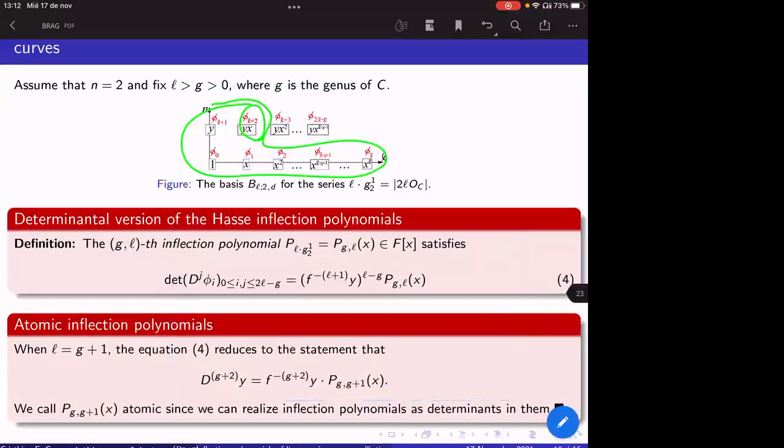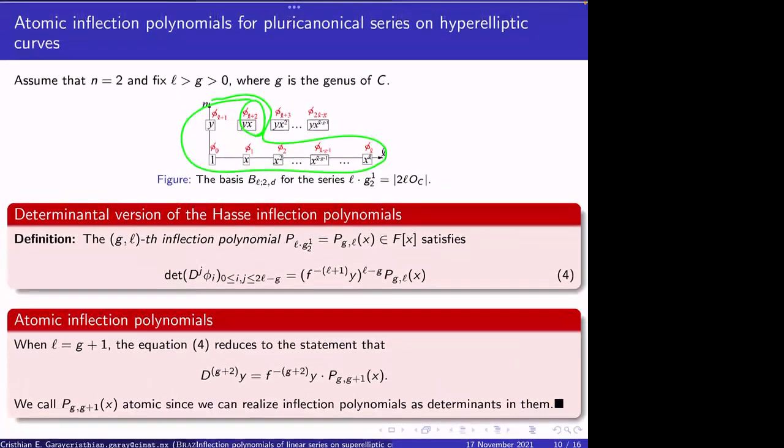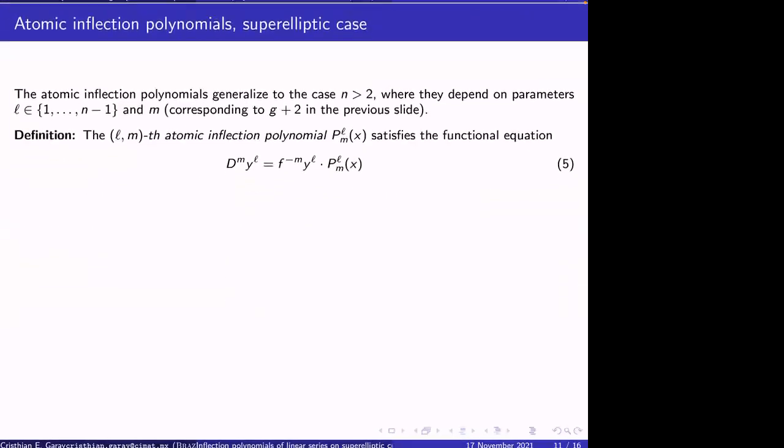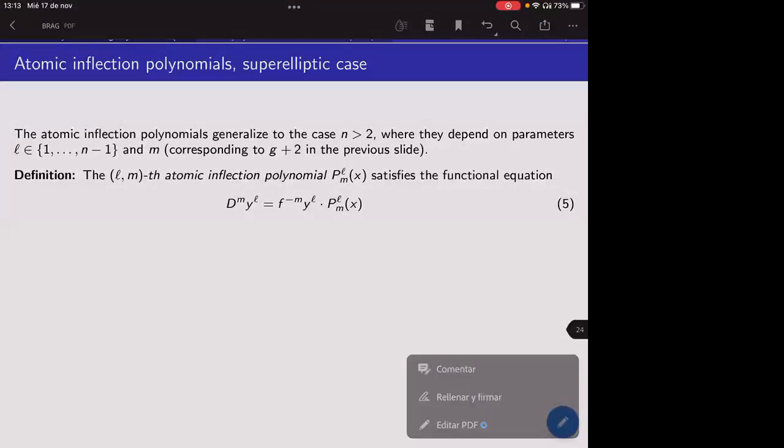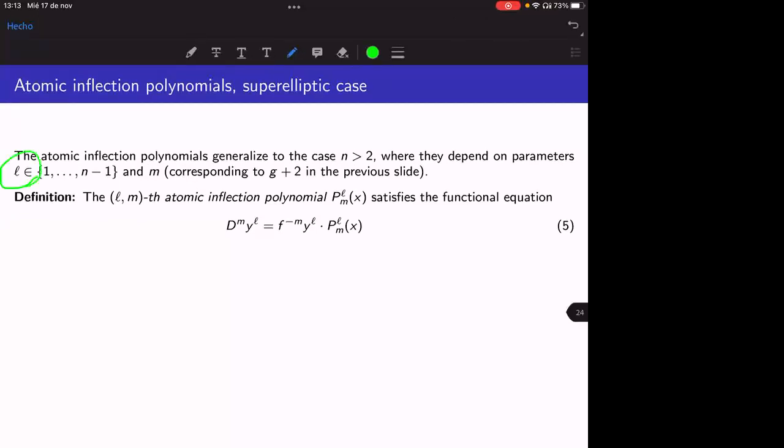So this is why these polynomials are very important, because they determine the other guys. And also, the important thing is that these atomic inflection polynomials are also available for the case n greater than 2. But now it is a little bit more complicated, since L may vary between 1 and n plus n minus 1. And now M is also another parameter that, roughly speaking, tells you how many functions you are going to consider. So these are two parameters, right? The parameter L tells you the stage in which you are, in the axis Y, and M tells you how many functions to the right you are going to consider.